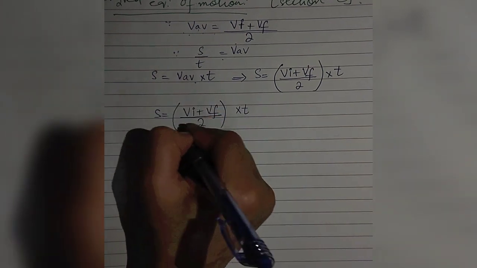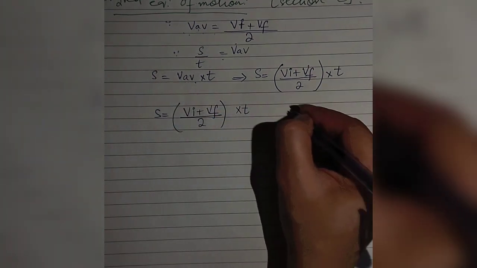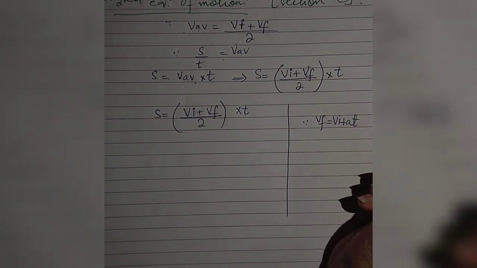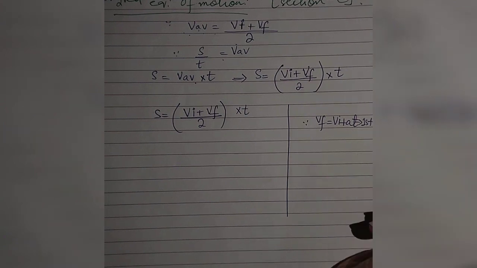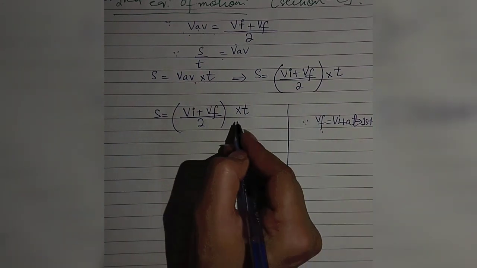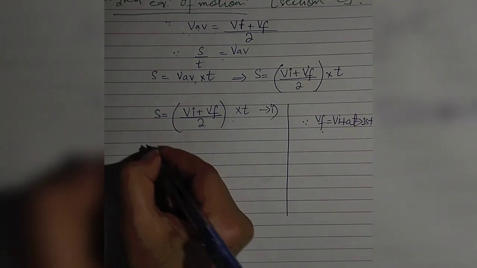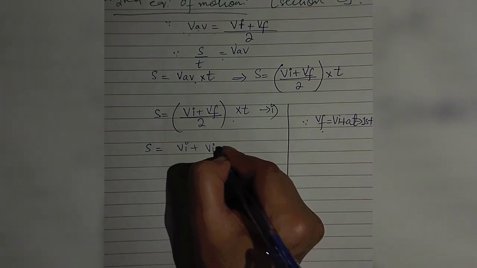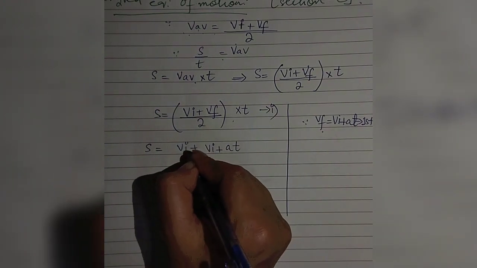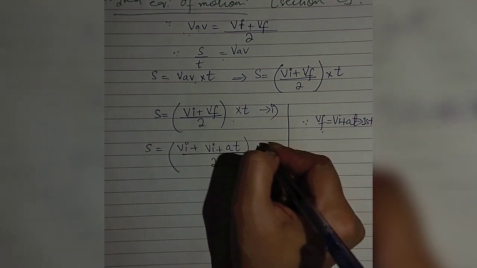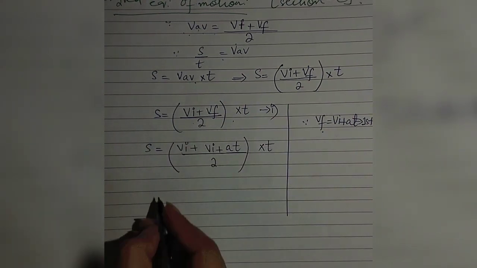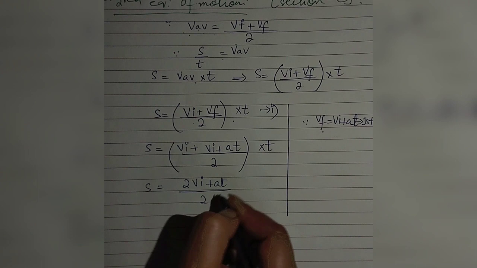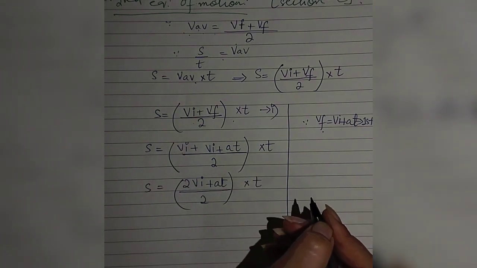Now, as rough work, we already know that Vf is equal to Vi plus at, as this is according to equation number 1. Let's put this Vf in the equation. S is equal to Vi remains same, Vf becomes Vi plus at, divided by whole 2, into t. Vi plus Vi becomes 2Vi, plus at remains same, 2 remains same, into t. Very simple.